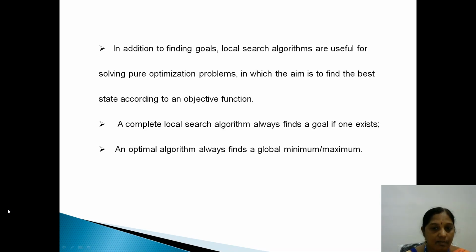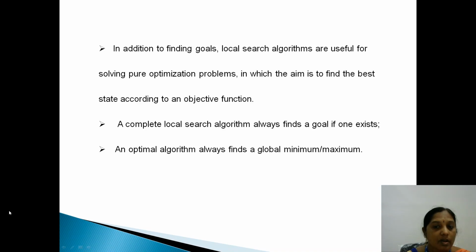An optimal algorithm always finds a global minimum or maximum. So you need to understand what the global maximum and global minimum are. If the evaluation corresponds to an objective function, then it finds the highest peak, which is called the global maximum. Remember this terminology: highest peak, and lowest value in the valley. Hill climbing is one of the algorithms under local search, so that is why we use this terminology.